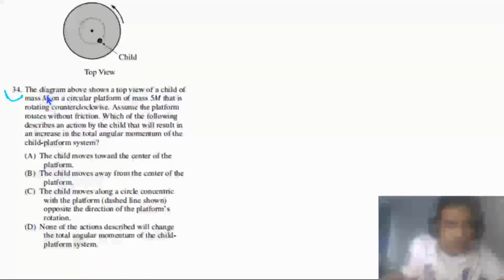Question 34 says the diagram above shows a top view of a child of mass capital M on a circular platform of mass 5m that is rotating counterclockwise. Assume the platform rotates without friction.